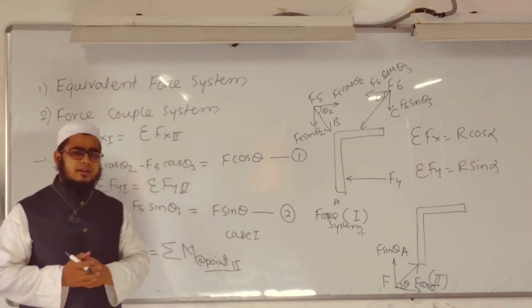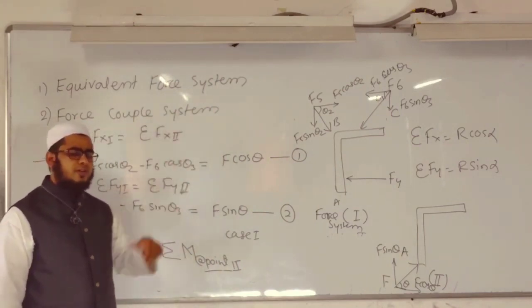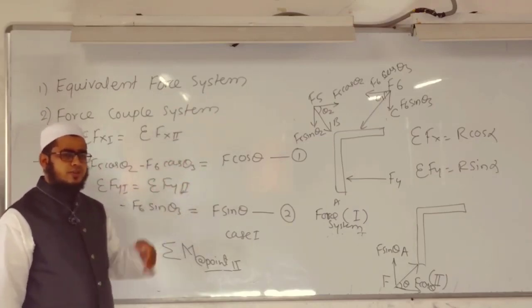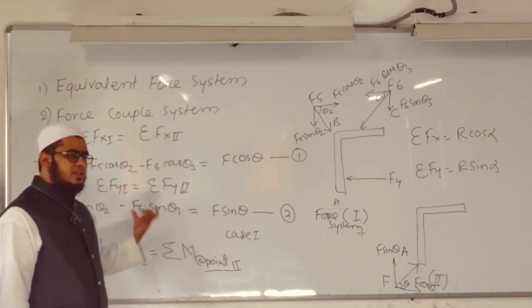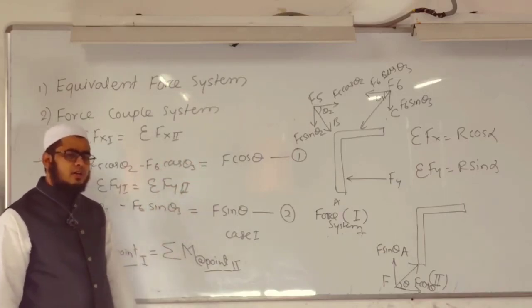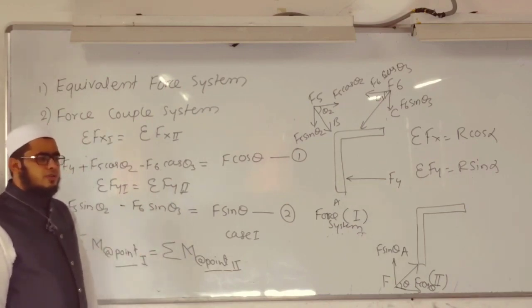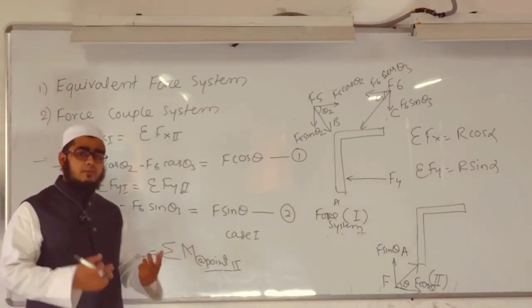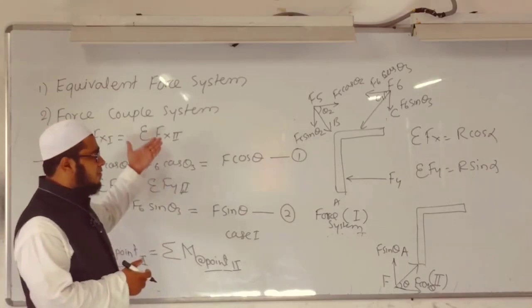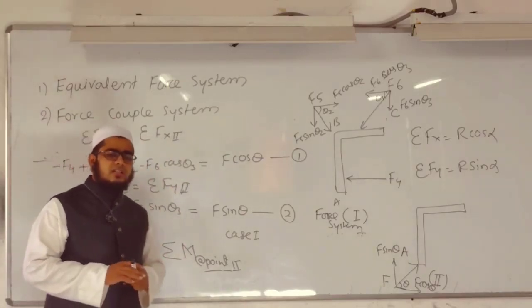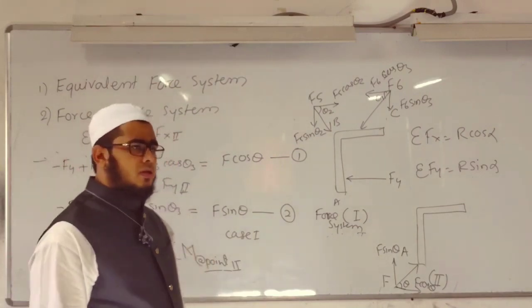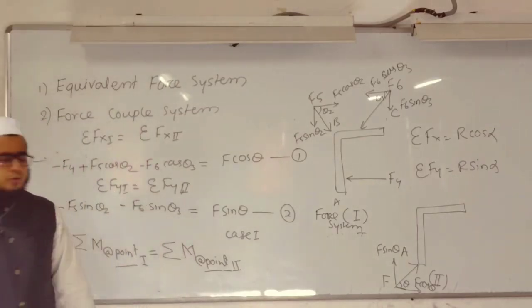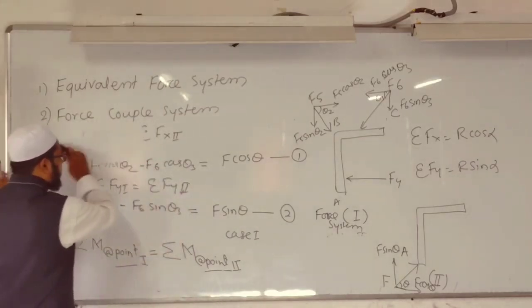We have three conditions of equivalent force system. First, summation Fx of first equals summation Fx of second; we put the horizontal components of both force systems. Then the second condition, summation Fy of first equals summation Fy of second; we put the vertical components of the force systems. Then we consider the moment of both force systems about the same point. With the help of the equations obtained, we can easily solve for the unknown which is required to find. So we will see a numerical on this equivalent force system in the next lecture.